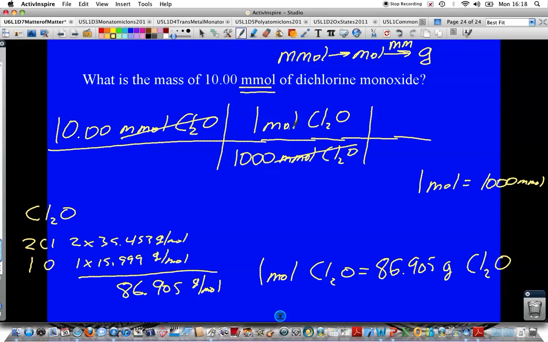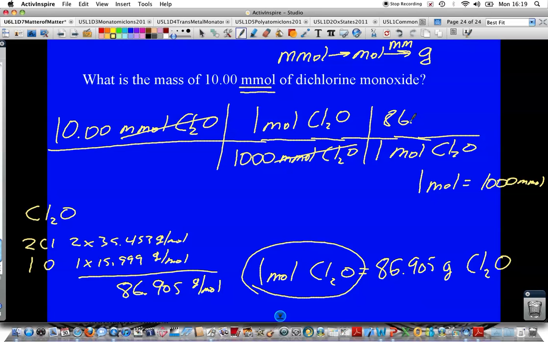Then we're going to put that in our dimensional analysis. Now I have moles of dichlorine monoxide on the top, so I want moles of dichlorine monoxide on the bottom. And the number, right, it all stays together. So in my conversion factor, in my equality, the two things that are equal to each other, I have 1 mole of dichlorine monoxide. So that's what I'm going to put on the bottom. 1 mole of dichlorine monoxide, so that it'll cancel with the one that's on top. And then I put the molar mass part, 86.905 grams of dichlorine monoxide on the top. And so that cancels.